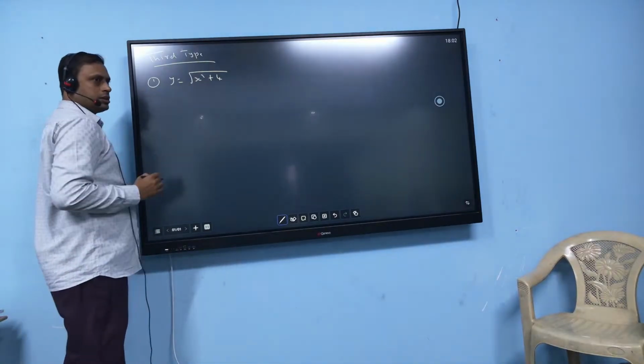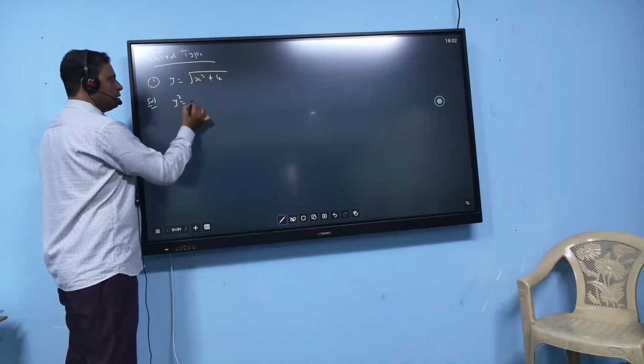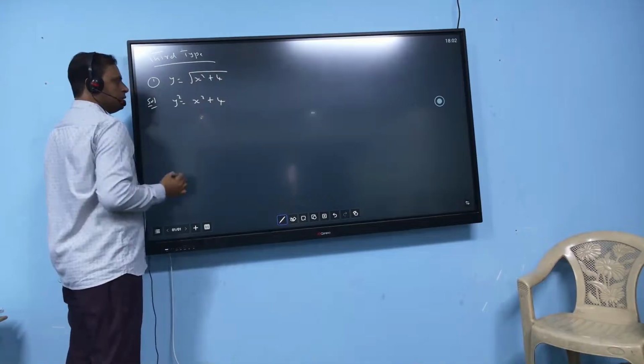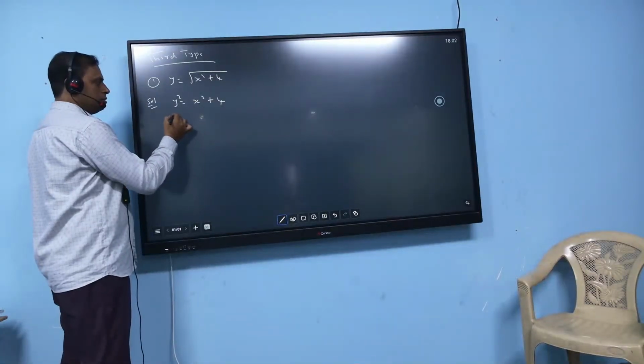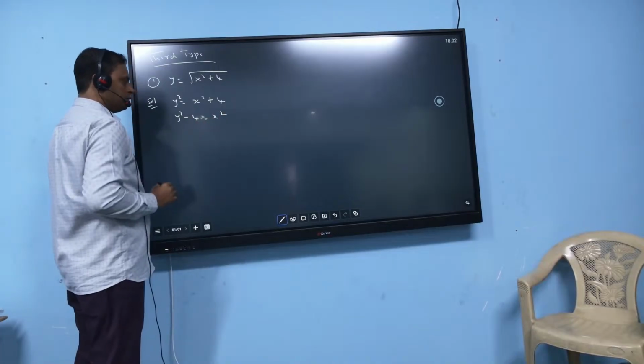Square on both the sides to remove the square root. y square is equal to x square plus 4. Now shift the 4 to that side: y square minus 4 is equal to x square. Can I write this function?